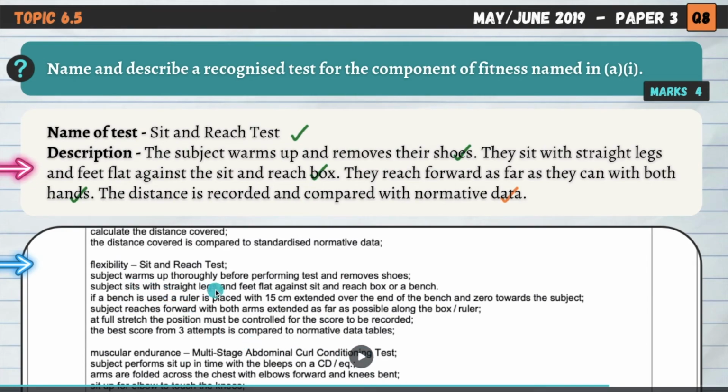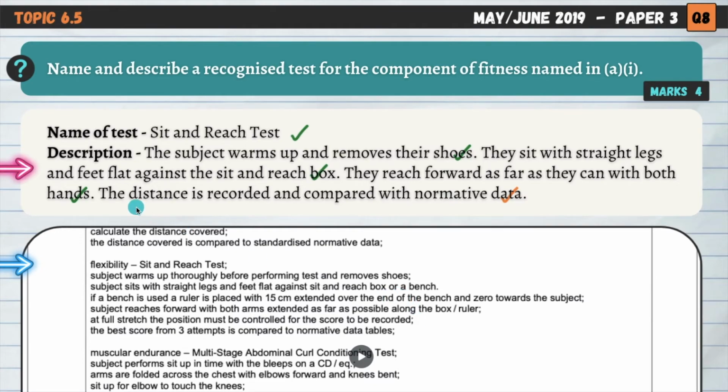So subject warms up thoroughly before performing the test and removes their shoes. That was my first point there. They sit with straight legs and feet flat against the box. That's the second mark. They reach forward as far as they can with both hands. Where can we find that one? Subject reaches forward with both arms extended as far as possible along the box.